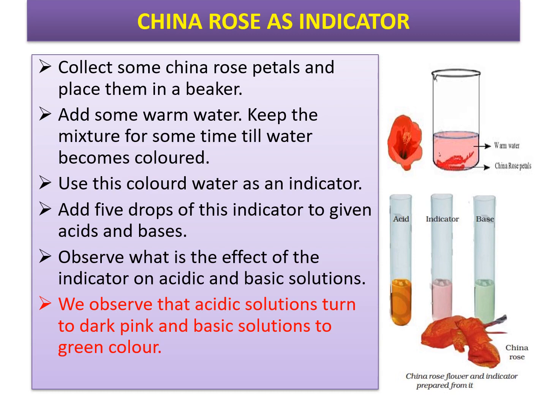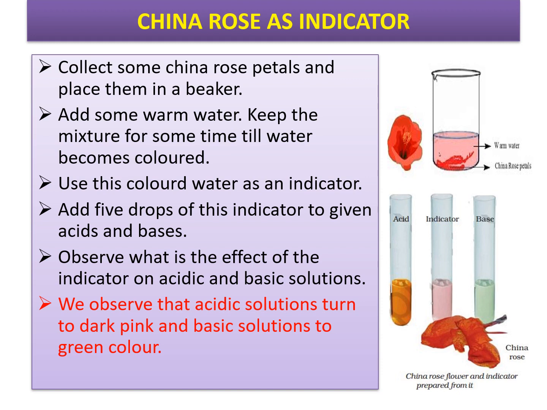After collecting the China rose petals, you have to add some warm water and keep the mixture as it is for some time till the water becomes colored. You can see on the screen the water will become red in color. Then use this colored water as an indicator. So this red colored water we are using as an indicator.